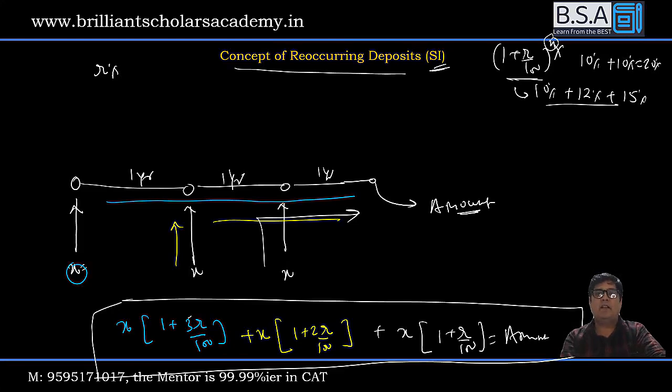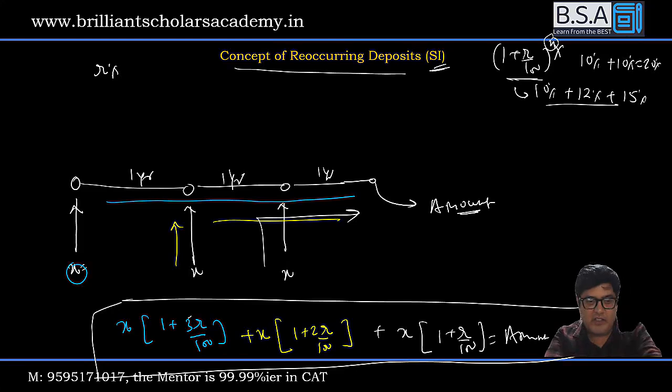In compounding, the 1 plus R upon 100 is multiplied. In 2 years, you will have a square. In 3 years, you will have a cube. In simple interest, we don't multiply the increase factor. What we do is we add R percentage. Do you remember the concept of simple interest? If it is 6% for 4 years, it will be 6 plus 6 plus 6 plus 6, 24%. It will not be 1 plus 6 upon 100 to the power 4. That is compounding. In simple interest, it gets added, not multiplied.